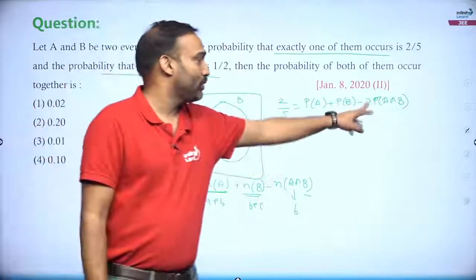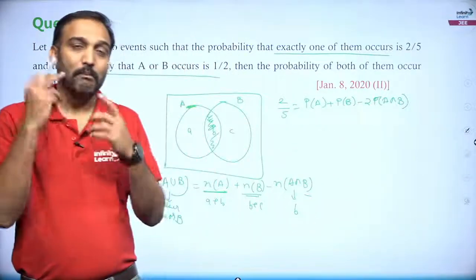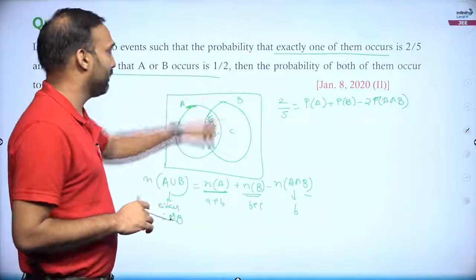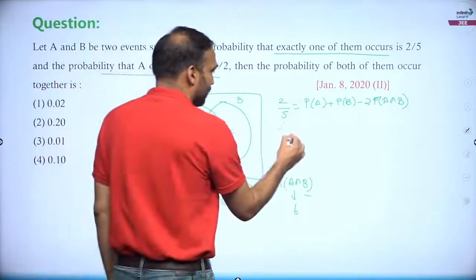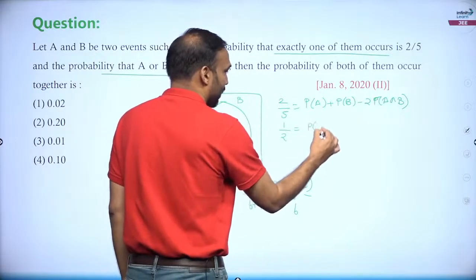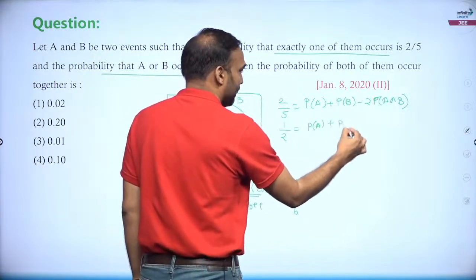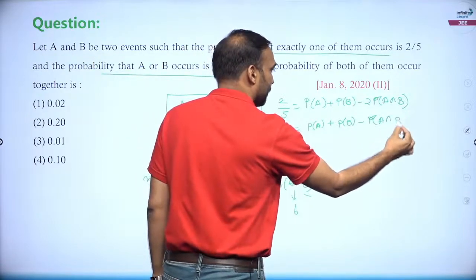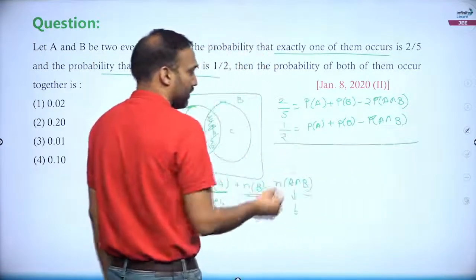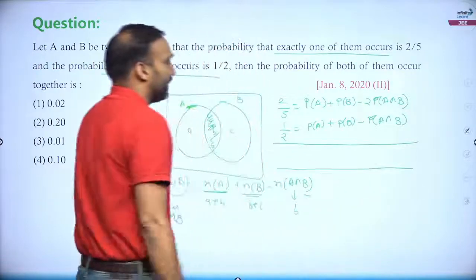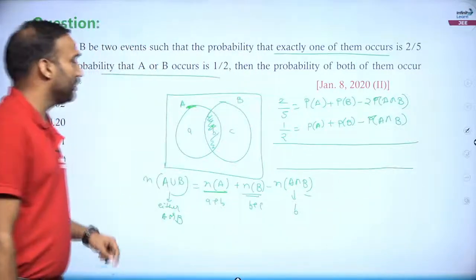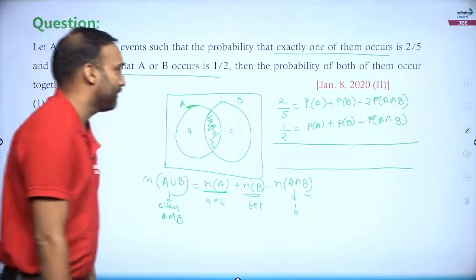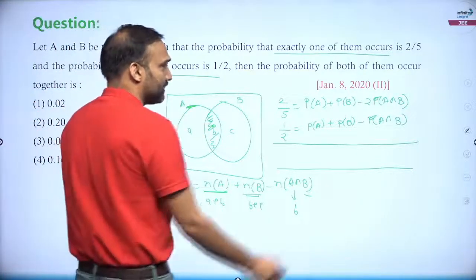Why have I put a 2 over there? Because I need to completely remove A intersection B from the equation. What is 1 by 2? So 1 by 2 is the union, right? So P(A) plus P(B), that is your normal formula. What do I need? I have to find the probability that both of them occur, that is, the probability of A intersection B.